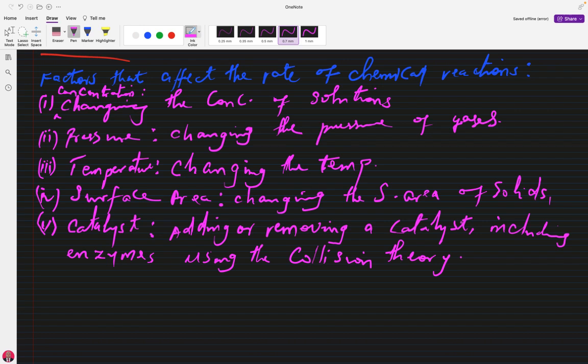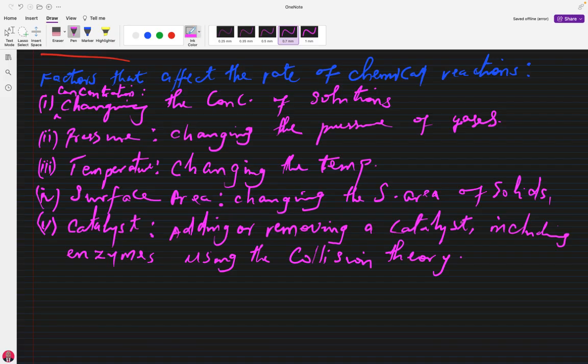Remember, we use pressure only for gaseous reactions. So changing the pressure of the gases will determine the rate of a reaction. Now, temperature. Changing the temperature will also determine the rate of a reaction, depending on whether it is an exothermic or endothermic reaction.